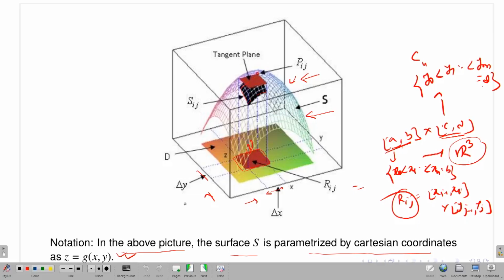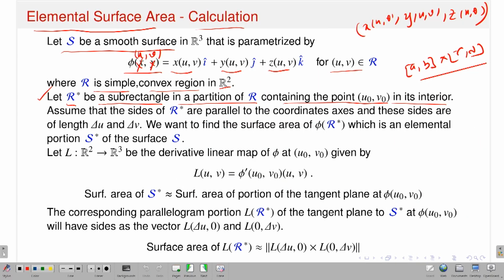So this is my R2, right? So I have a region R. Now if I take a small partition, that I am denoting as Rij, this is a different way of writing. I am saying that R is the region in R2, and let R star be a subrectangle in a partition of R.